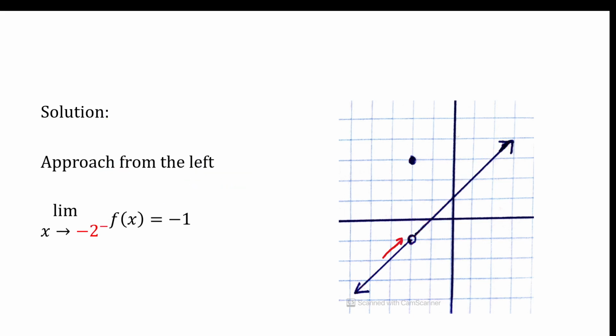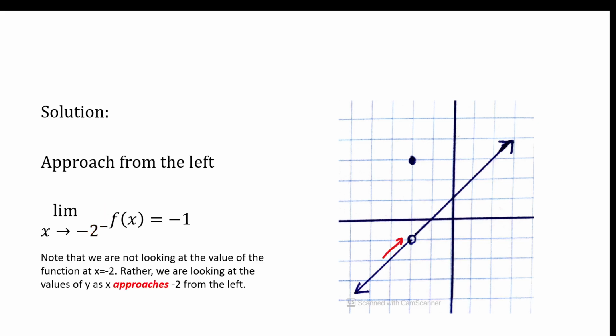Okay. Now, as we approach from the left, the limit as x goes to -2 from the left is equal to -1. We don't arrive at -2, we only approach -2 from the left. And as we get infinitely close to -2 without arriving at an x value of -2, our y value gets infinitely close to -1. So that's our one-sided limit. Note that we're looking not at the value of the function at x equals -2, rather we're looking at the values of y as x approaches -2 from the left.